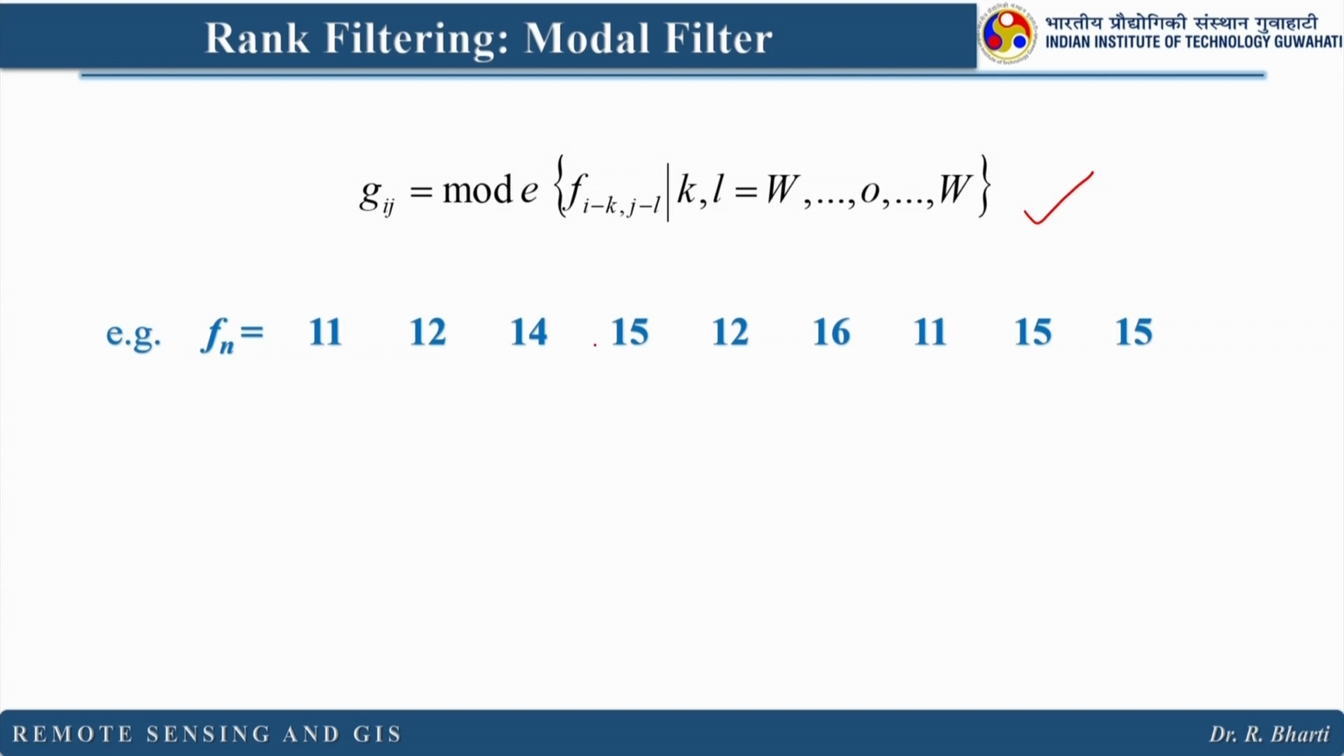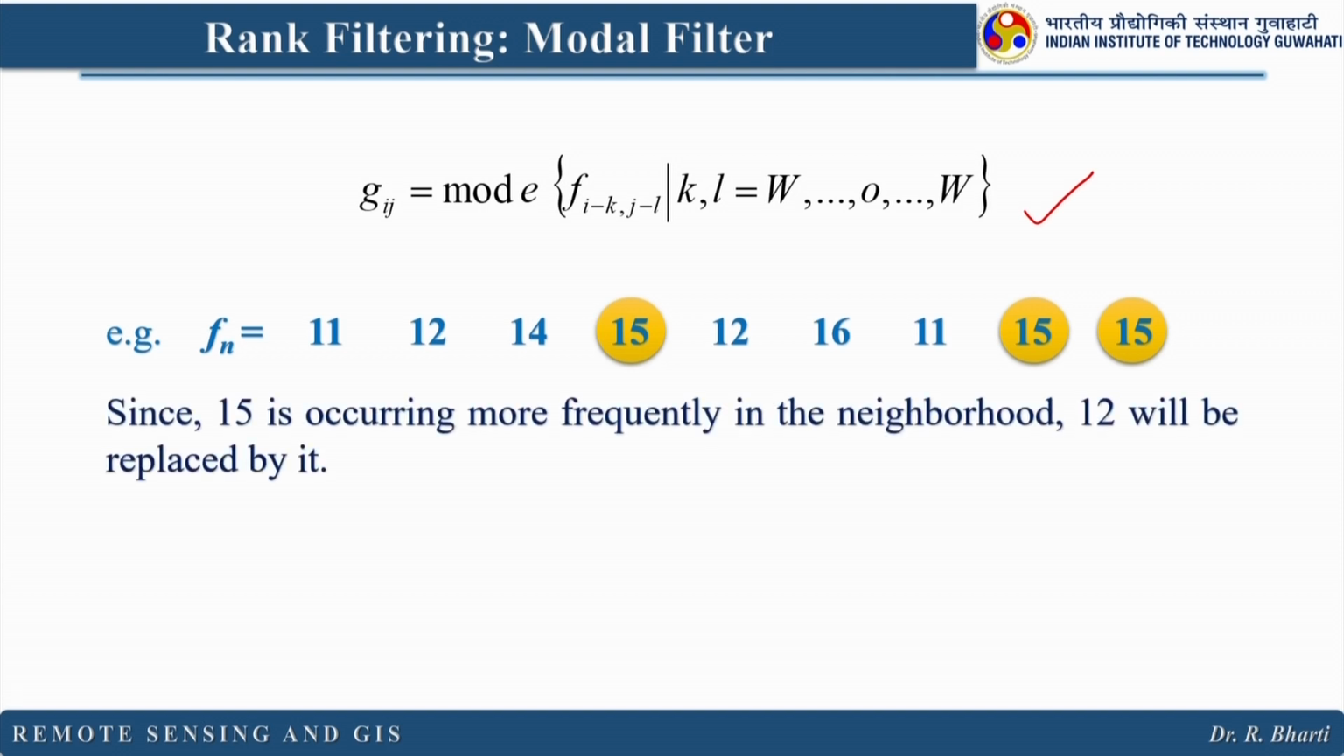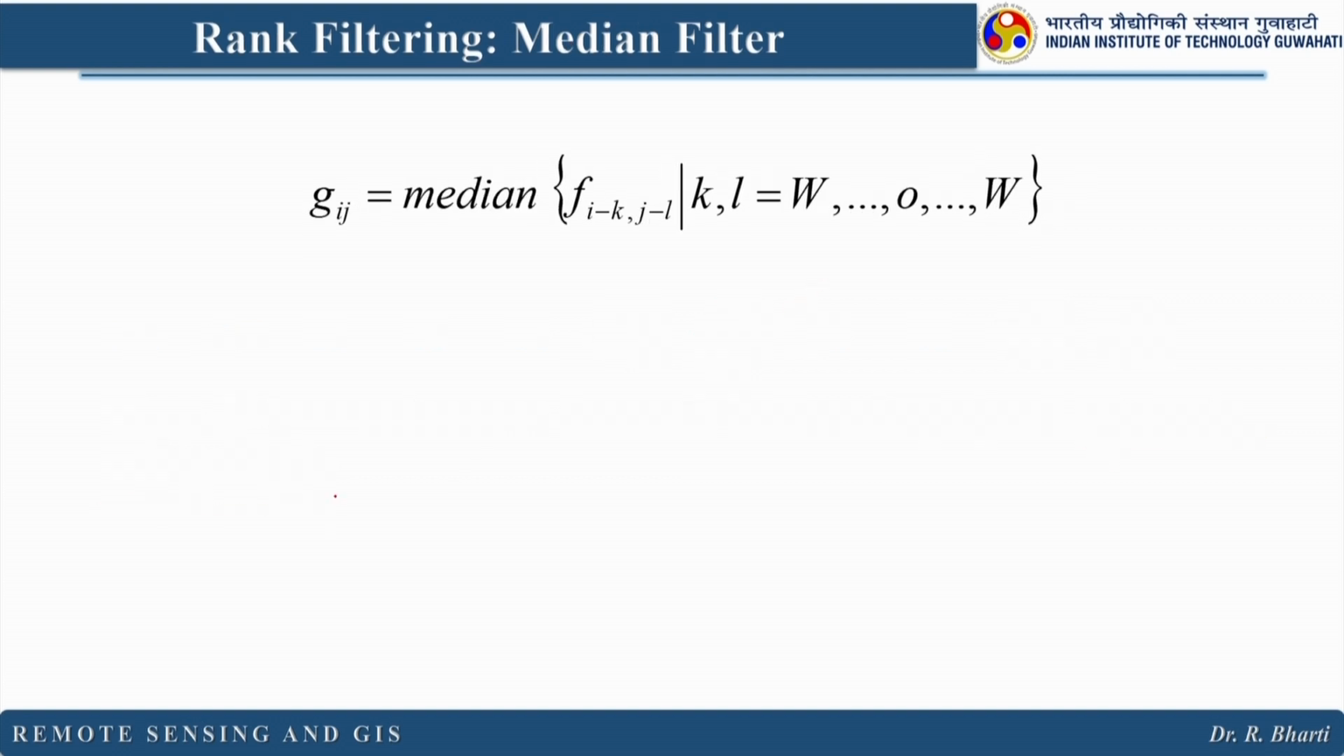Here is one example where you have all these DN values. Now how will you identify the most occurring? You find out which DN values are coming frequently, and in this case 15 is the most occurring. Let us assume that 12 was your target. So 12 will be replaced by 15.